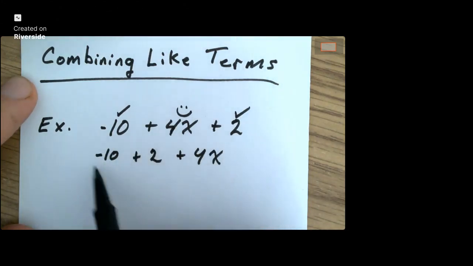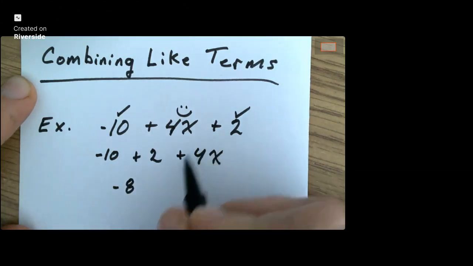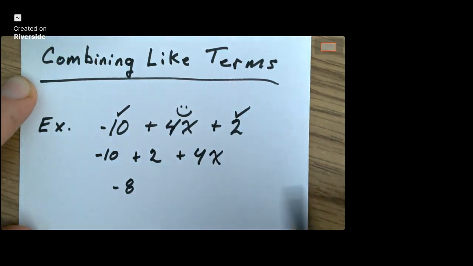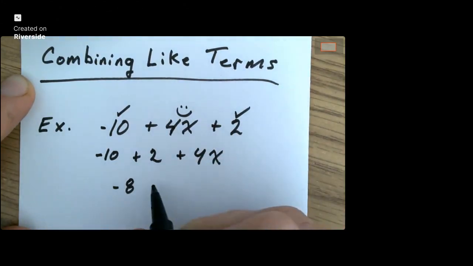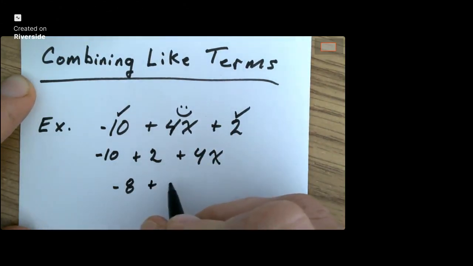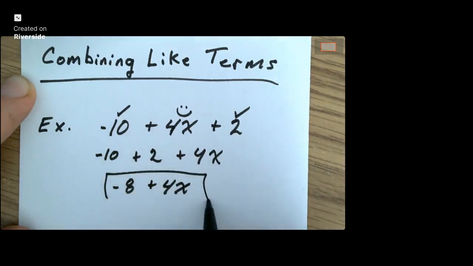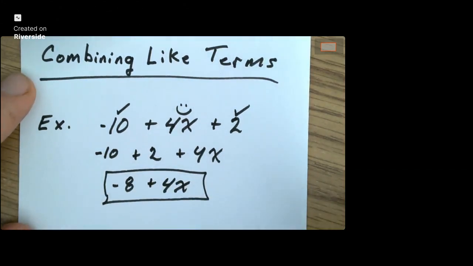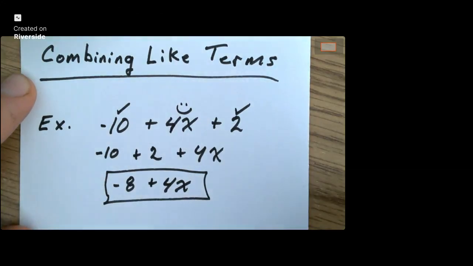Okay, so we can go ahead and combine these, and the math behind that is going to be negative 10 plus 2, which comes out to be negative 8. And then this positive 4x variable term, there's no other terms to combine it with, but we still have to show it, right? We can't get rid of it, so we'll just put it in at the end, and that's as far as we can go. So our answer is going to be a variable expression.